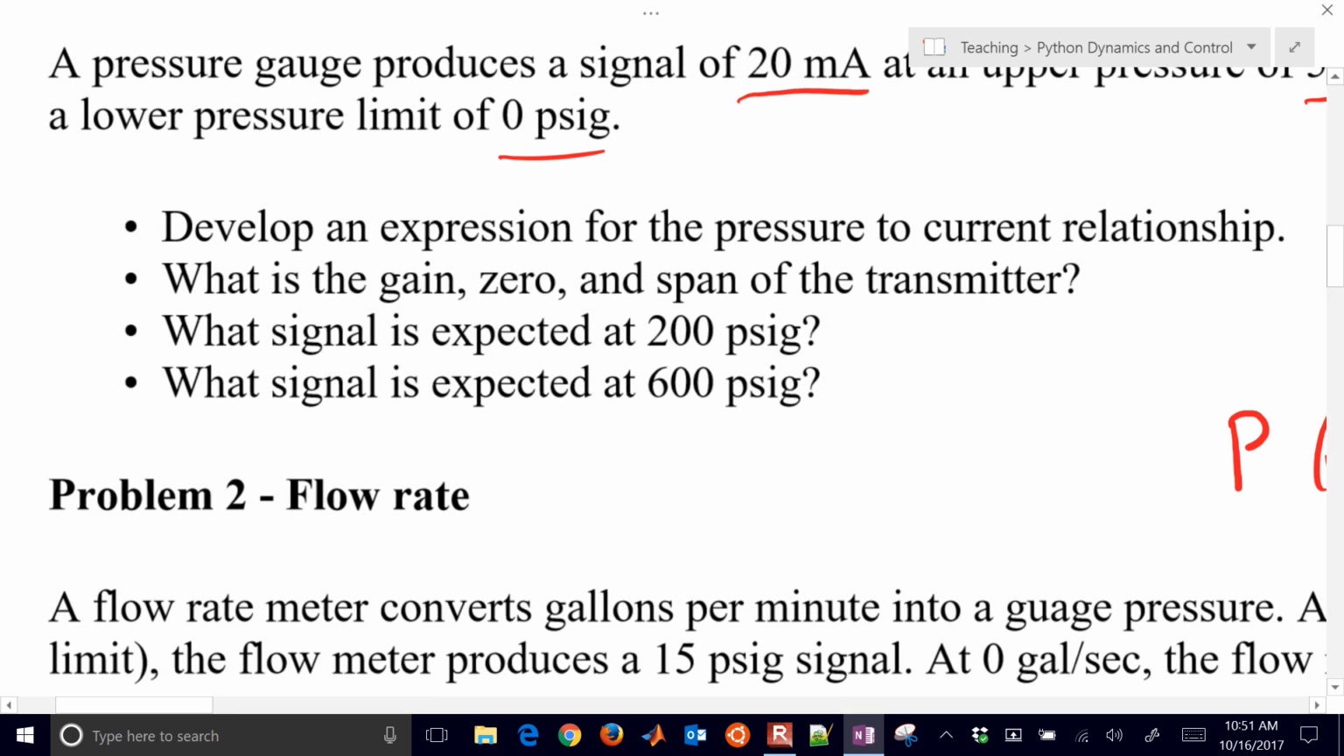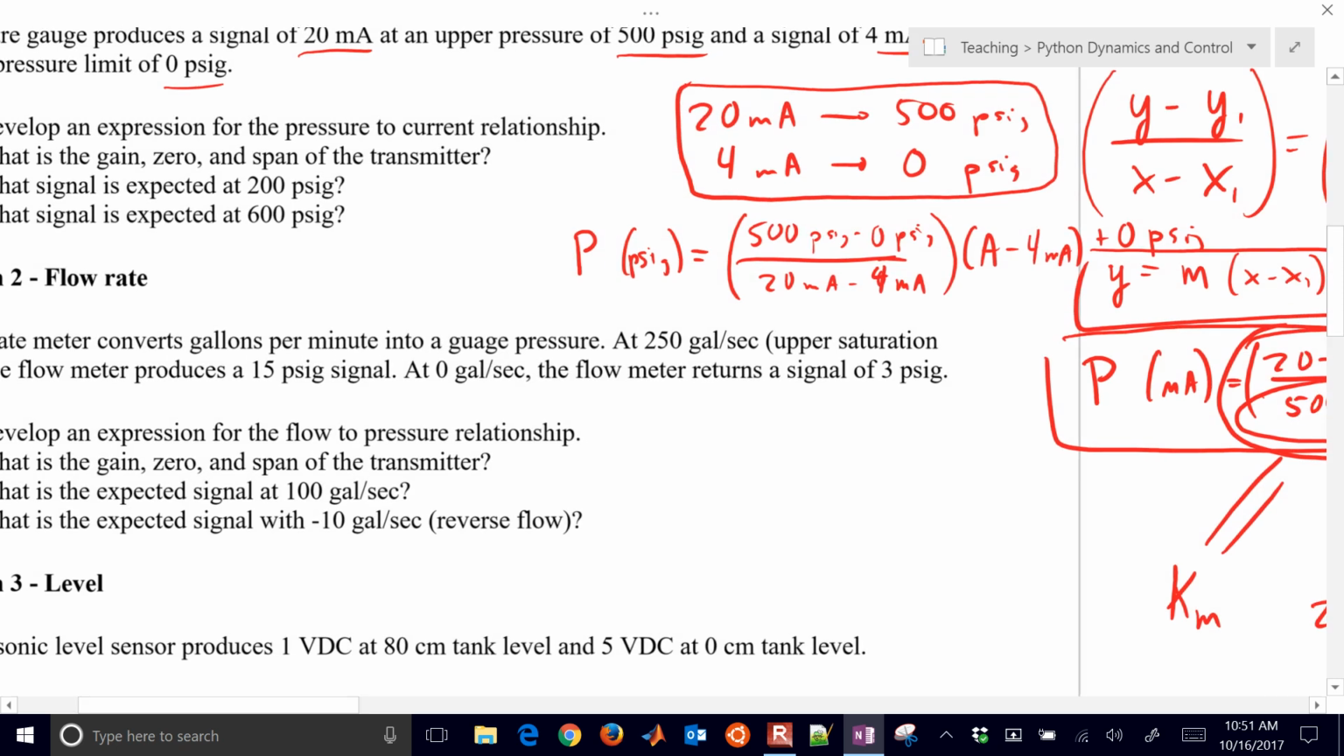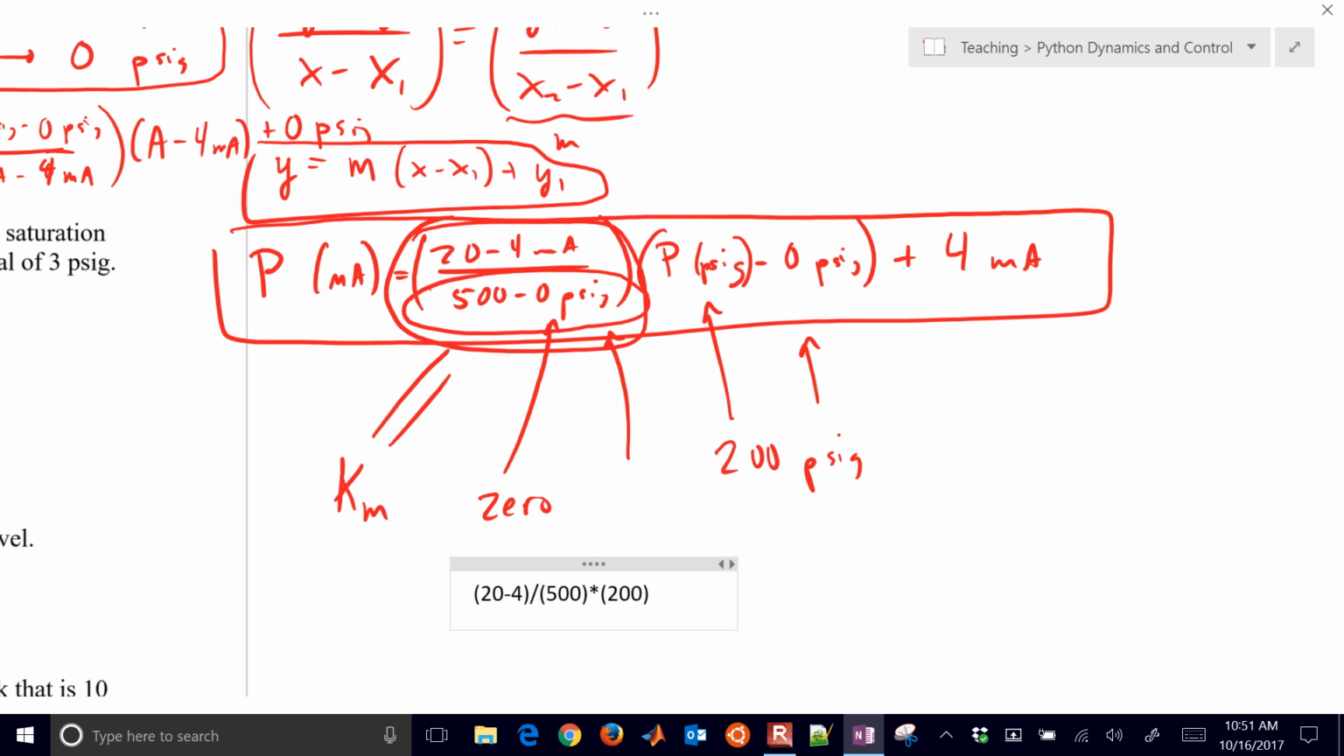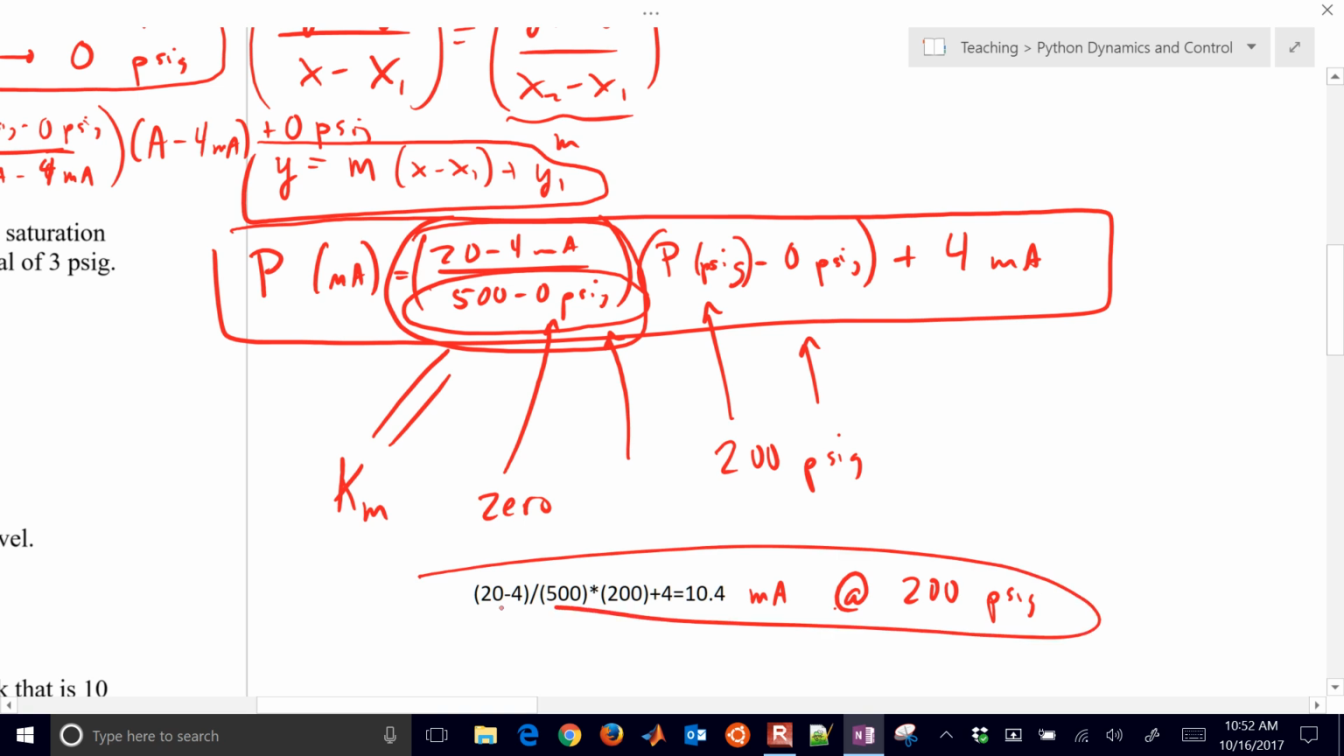What's the signal expected to be at 200 psig? So I'm going to use this correlation right here and come up with, if I plug in 200 psig, let me just go ahead and calculate that here. Okay, so that says it's going to be 10.4 milliamps. That's going to be our signal at 200 psig. Okay, there's our very first problem, and we're done with this one.